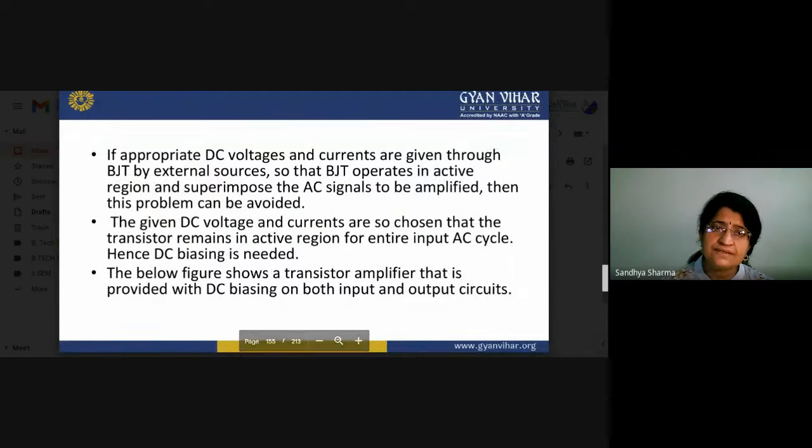Now, if appropriate DC voltages and currents are given through the BJT by external sources, so that the BJT operates in the active region, and the AC signal to be amplified is superimposed, then this problem can be avoided. So you should not only apply your input signal. If you want to amplify weak input signals, before applying them you have to initially apply some DC voltage for proper biasing of your BJT.